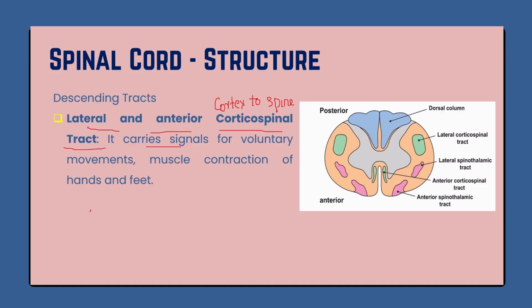It carries signals for voluntary movements, muscle contraction of hands and feet. So if you want to go and grab that pen, the corticospinal tract is telling you to stand, move, and use your hands to grab that pen. Voluntary movements, muscle contraction of hands and feet.